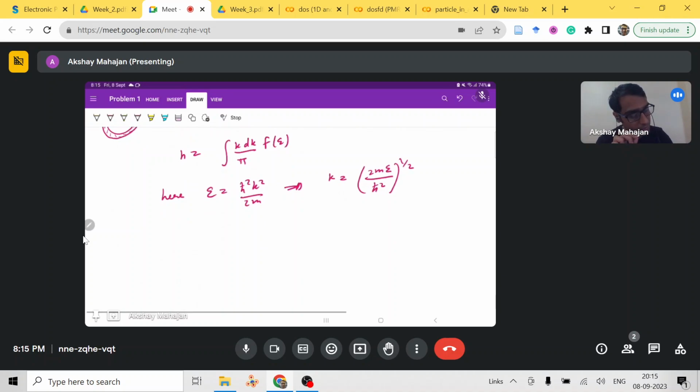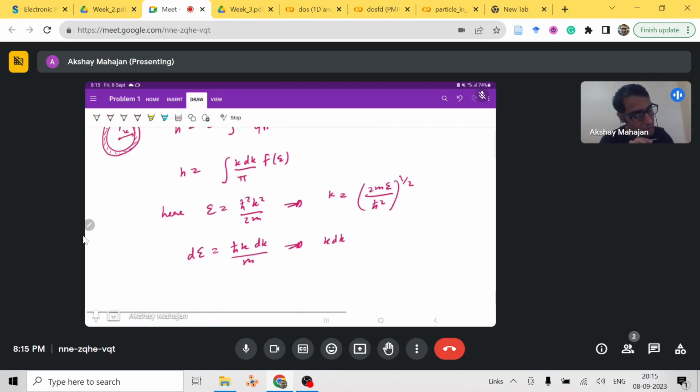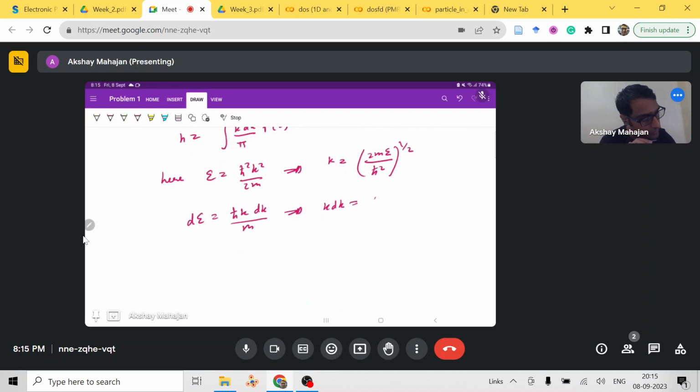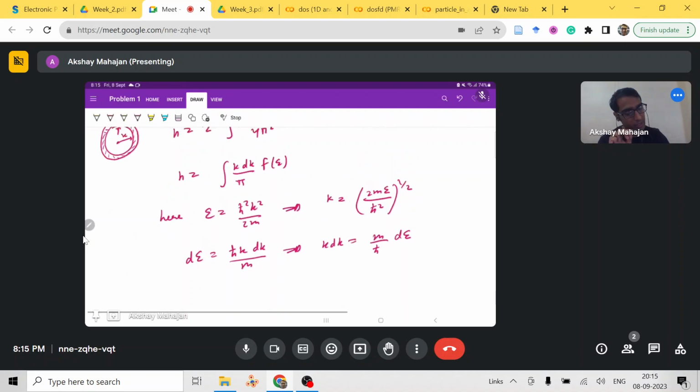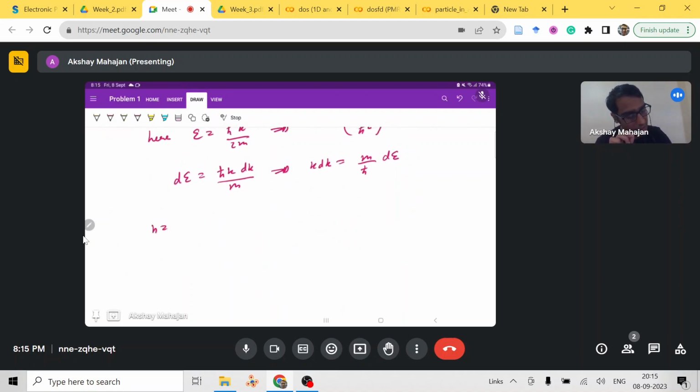Right? And then we can write d epsilon from here as h bar square k dk divided by m. So from here I can write k dk. I will take k dk because I know I have k dk here, so k dk will be equal to m upon h bar square times d epsilon. Alright, now using this we will just put it in n.